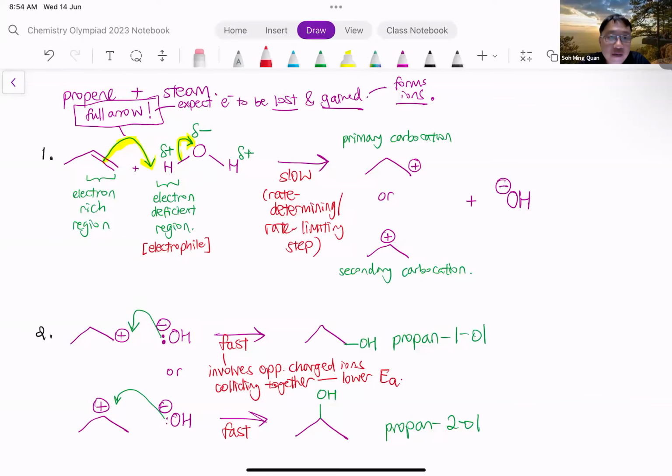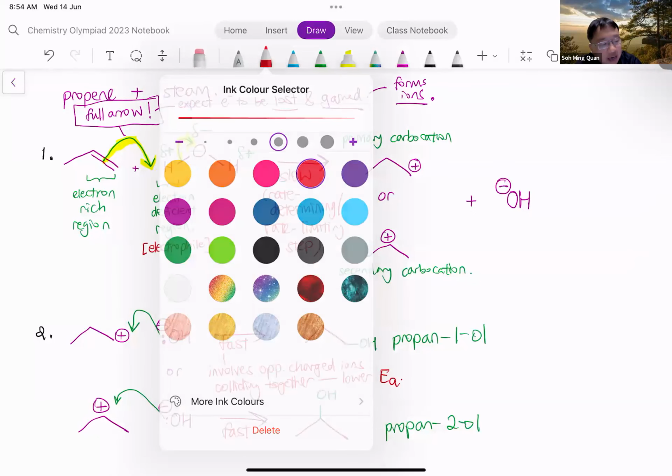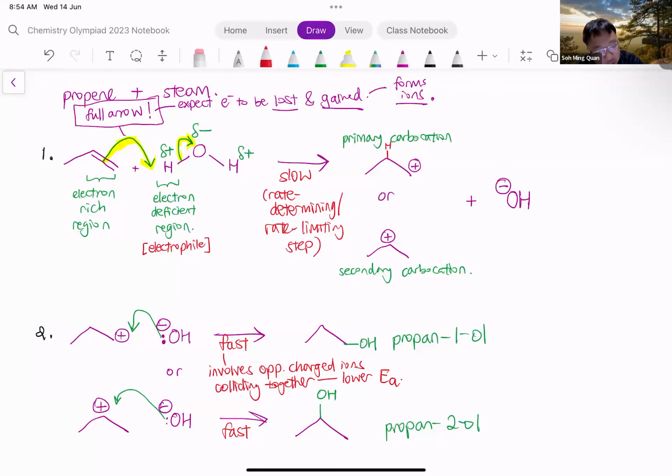So for propene, we have seen that it forms two types of carbocation ions, the primary and the secondary carbocation ion. So in the first step, depending on where the positive charge is, the carbocation ion will differ, and this will result in different products formed at the end of the second step. Just to highlight, the primary carbocation ion is formed when the hydrogen is added to the middle carbon. The secondary carbocation ion is formed when the hydrogen is added to the terminal carbon atom.